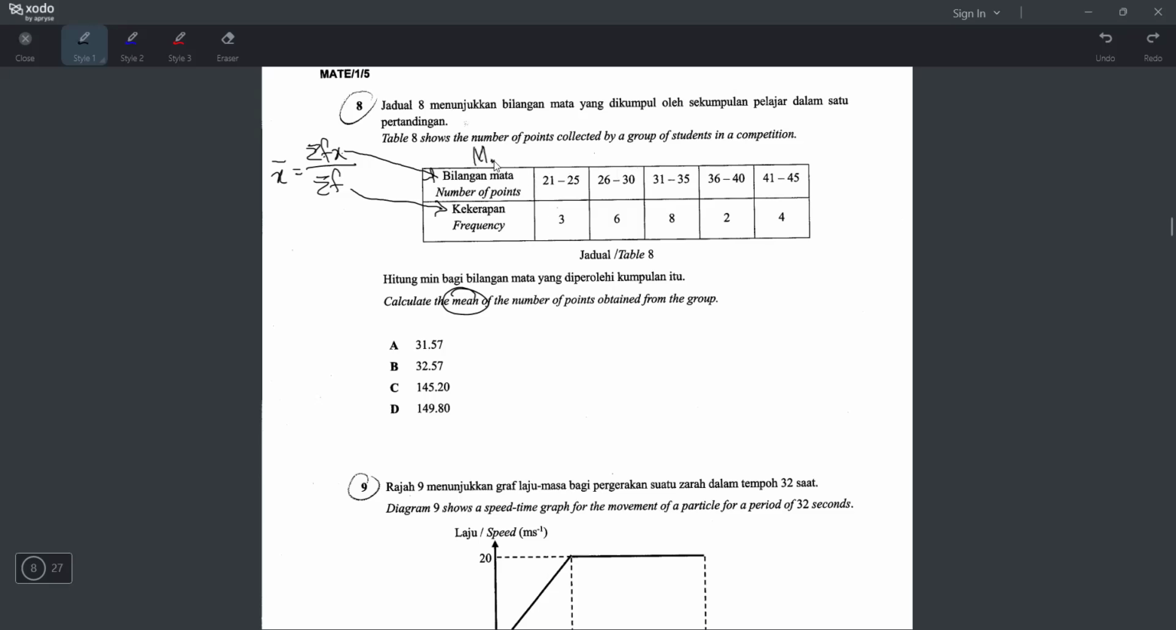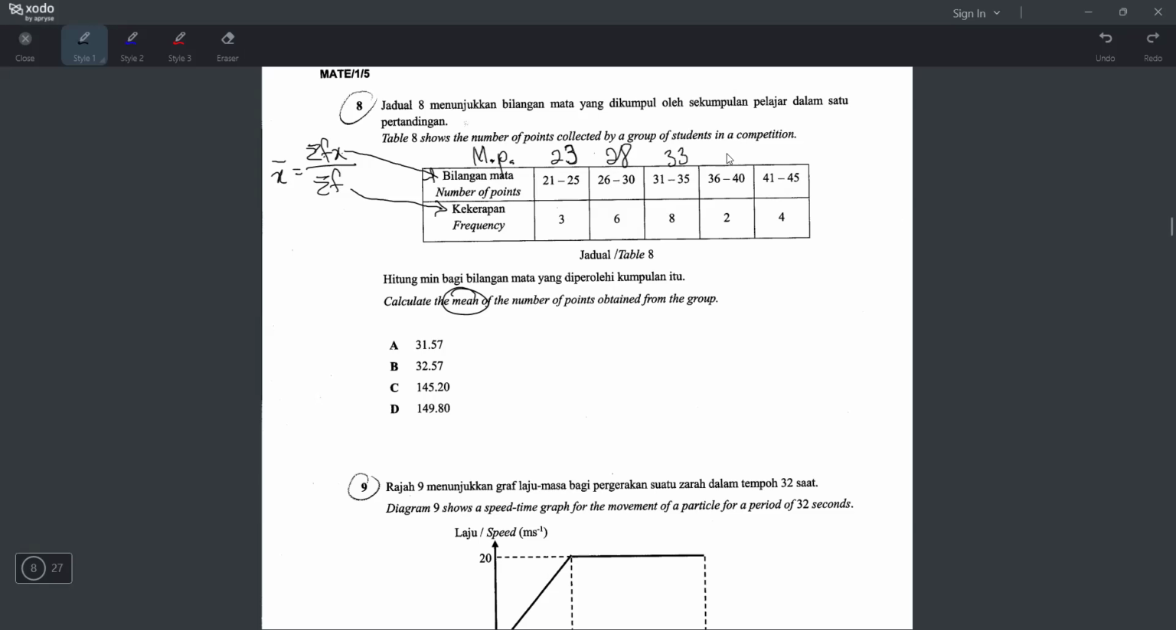The midpoint. Okay. So in other words, to get the mean you have to take the midpoint of every class times the frequency and then tambah semua. Okay, how to get the midpoint for 21 to 25? Just take 21 plus 25, you get 46, and then divide by 2, you get 23. Same here, 26 plus 30, which is 56, divide by 2, and you get the midpoint, 28, right?